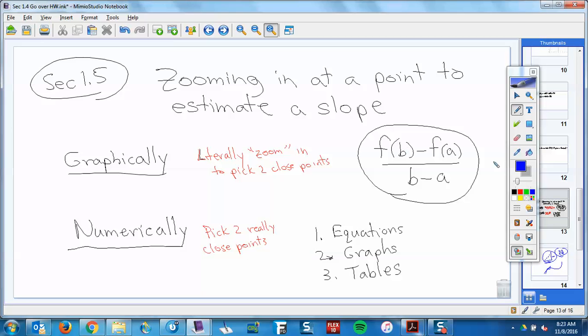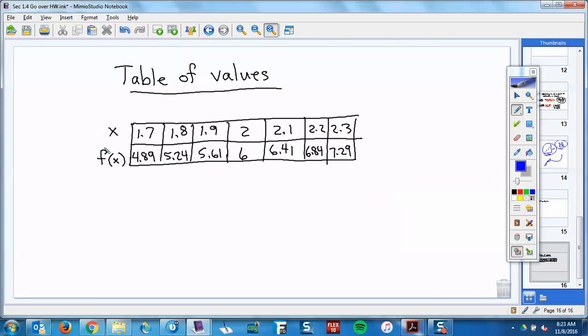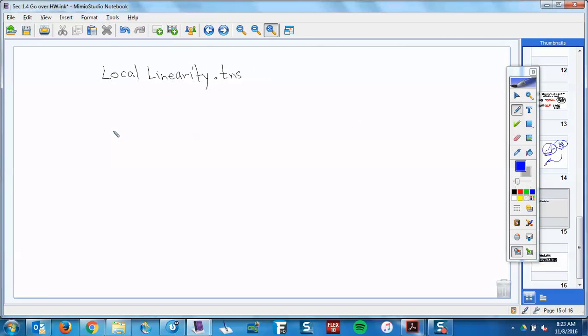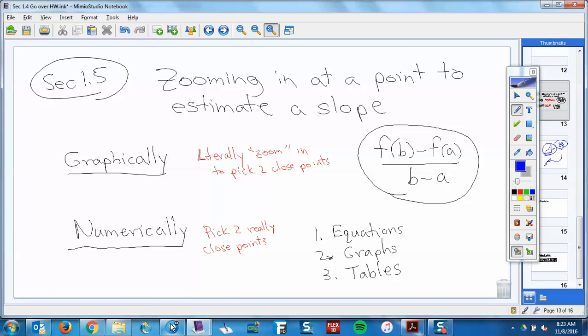You're going to be picking two really close points. You're going to be doing the slope calculation. And then, of course, we had done some tangent line ones already with rise over run. So that's how we can estimate the slope on a curve. Okay, now, a couple of really important questions on the homework.